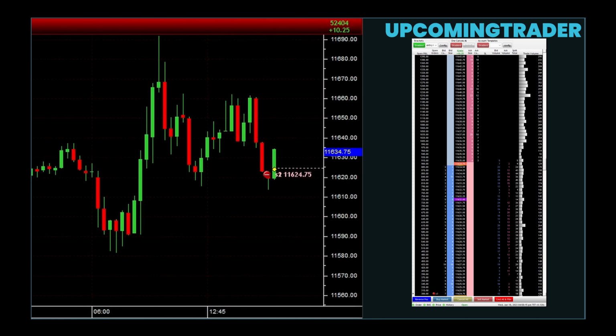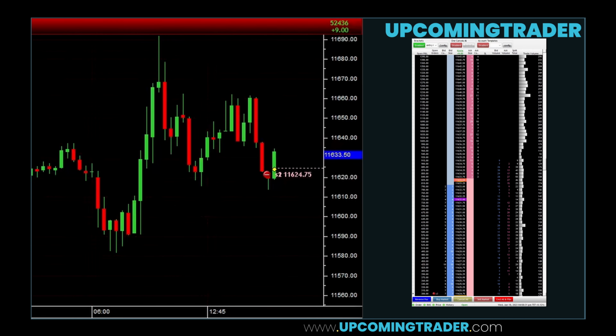This indicates indecision among buyers and sellers. Traders often look for reversion trades on these days, using value area highs and lows as entry and exit points. Let me break this down for you.